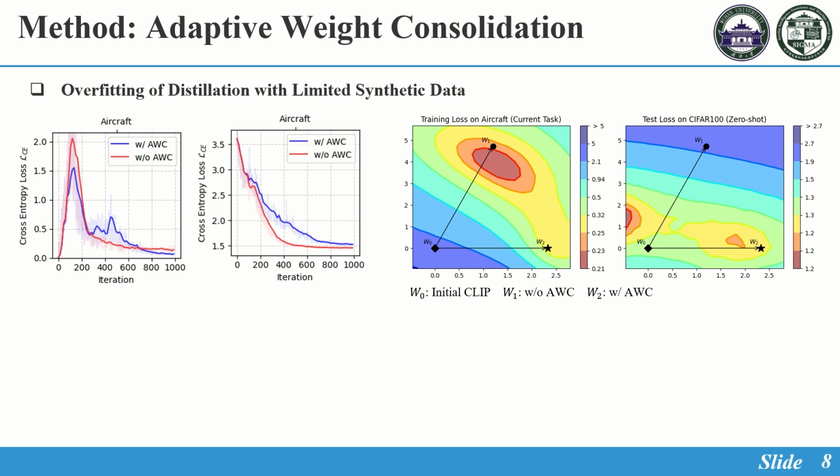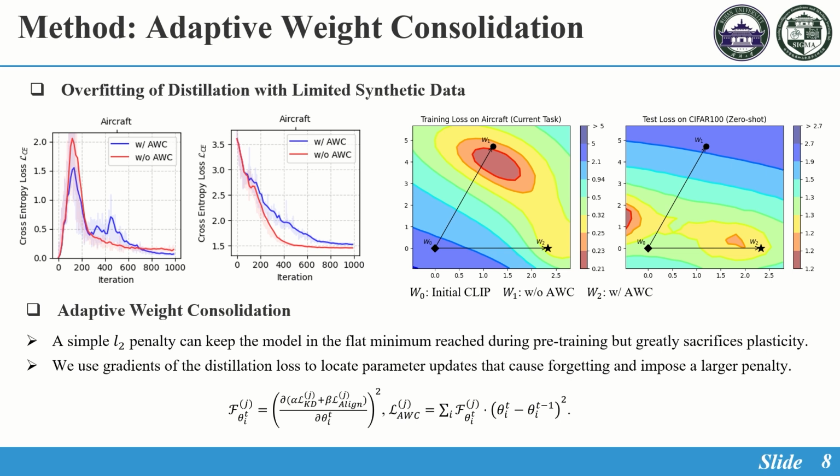Enriching the distillation data sources or increasing batch size may help, but the L2 penalty that limits parameter changes provides a cheaper solution. By limiting the changes in parameters before and after learning a new task, it is more likely to find a flat minimum that generalizes better near the pre-trained weights. In order not to sacrifice model plasticity, we localize and give larger penalty to parameter updates that cause forgetting. The Fisher information, or in other words, the squared gradient of the distillation loss, helps us locate these parameters and is used to weight the L2 penalty.